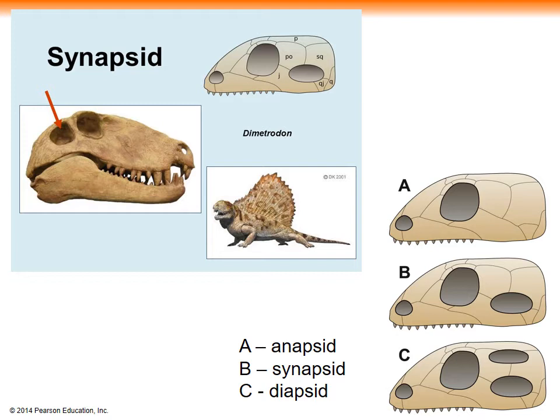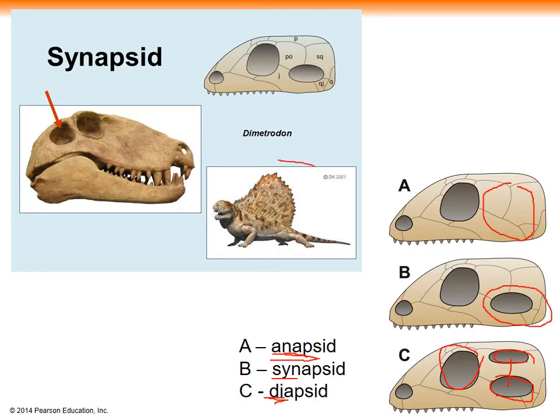This just illustrates what we're talking about. Anapsids were early creatures. An means without, so you don't see this hole located here. If you're a diapsid, you see two holes in the skull. This is the eye socket right here. And if you're a synapsid, the word syn means together, right? So they've come together to form a single hole.